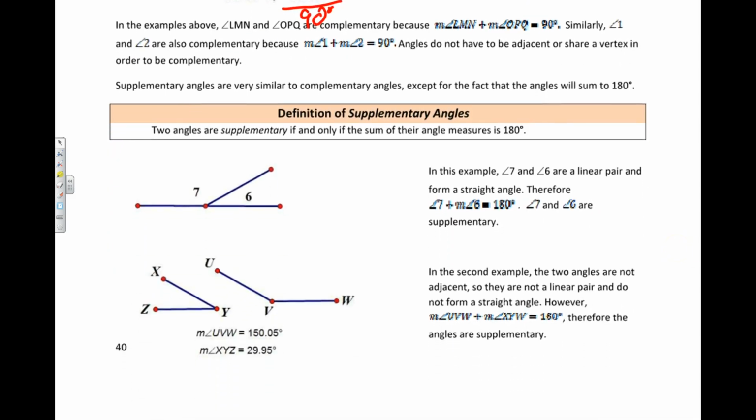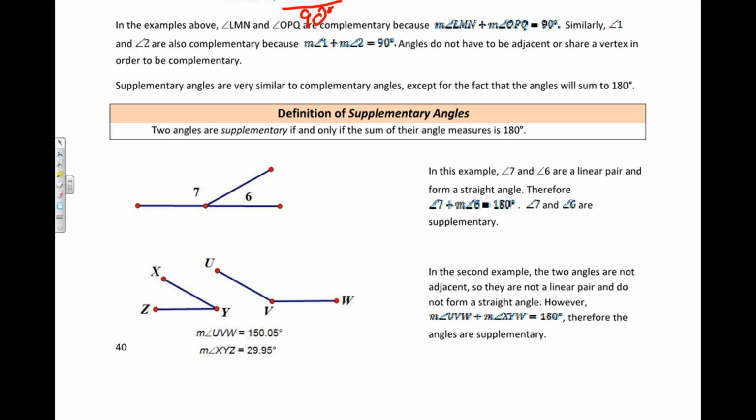Similarly, supplementary angles are angles that add to 180 degrees. So looking down here, angle 7 and angle 6 are a linear pair. That means they're adjacent, they form a straight angle, and so they're supplementary because they add to 180 degrees.